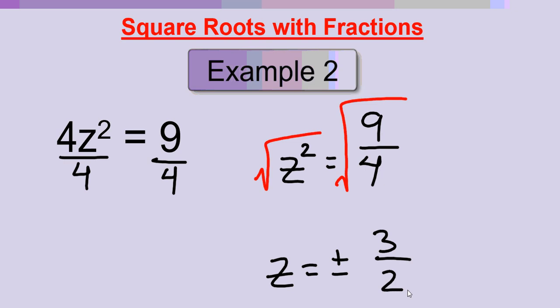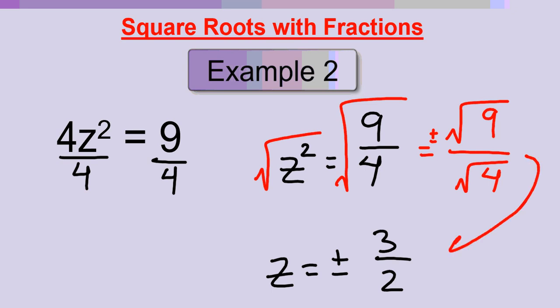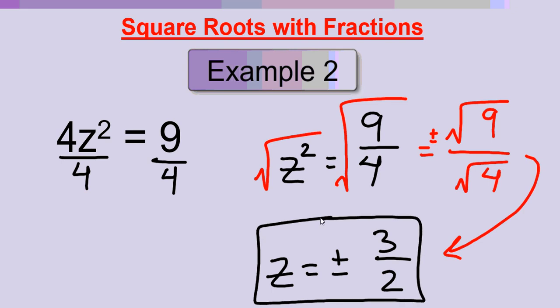How did the calculator do that? Look, the square root of 9 is 3 and the square root of 4 is 2. If you have a fraction and both of those numbers are perfect squares, you can just do the square root of the top and the square root of the bottom and get to your answer. That will always work. It's just most helpful if both the top and bottom are perfect squares.